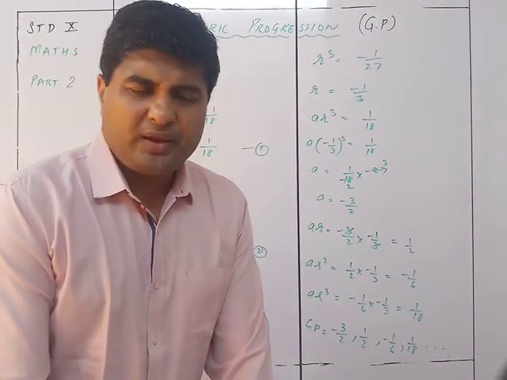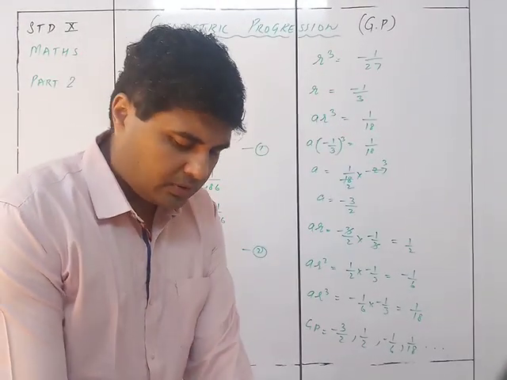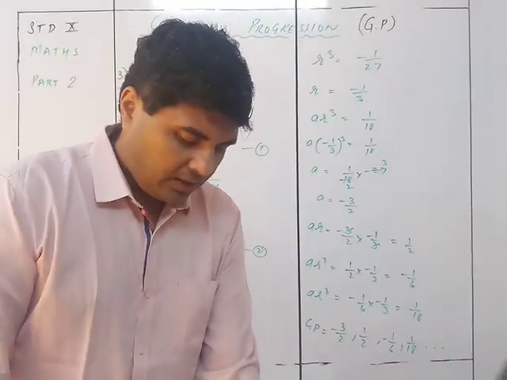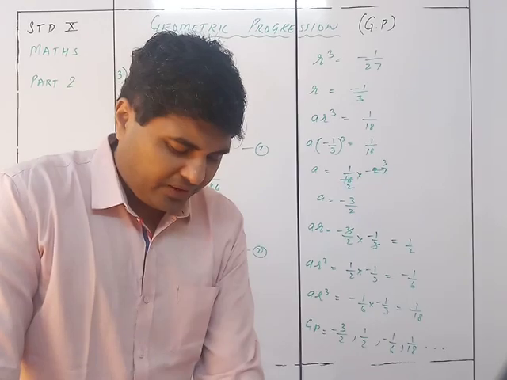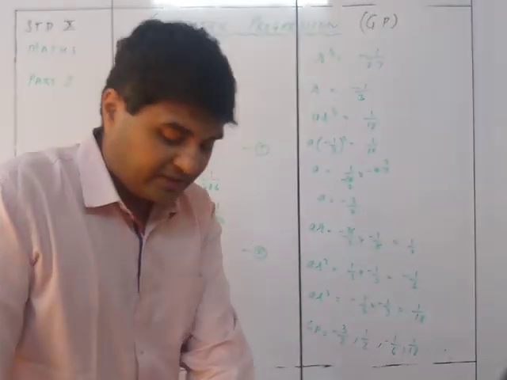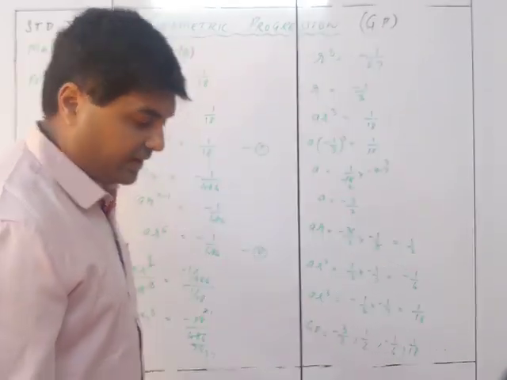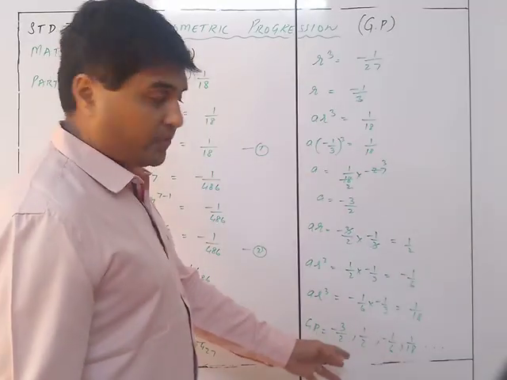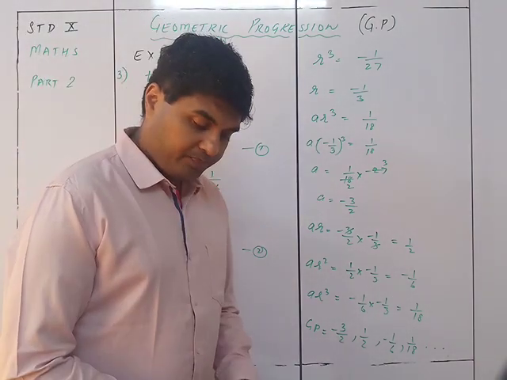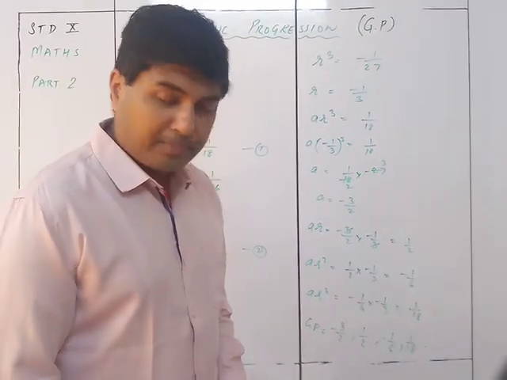Whenever they ask for a GP, go at least up to 3 to 4 terms. Don't make it less than 3. But ideally make it 4, so it is easier. So it is minus 3 upon 2, 1 upon 2 and minus 1 upon 6, and then the fourth was already given, 1 upon 18, which we also cross-checked in a way. So this is how you are going to do sum number 3. We now move on to sum number 5.